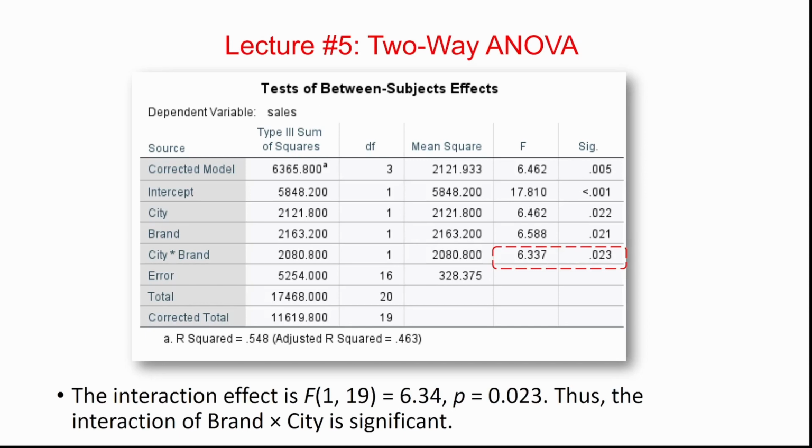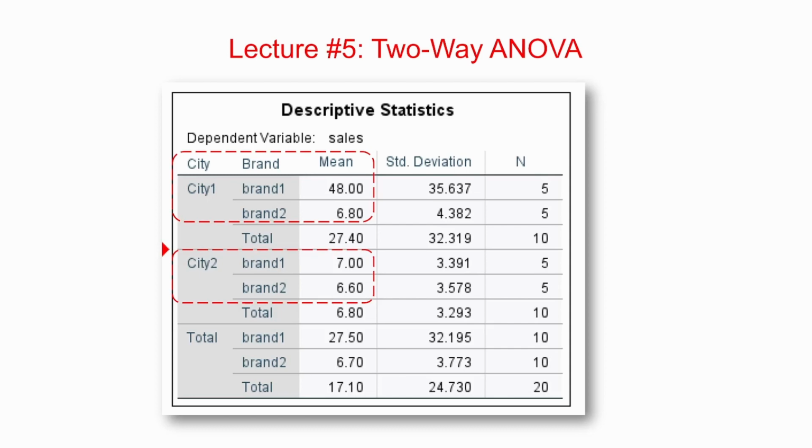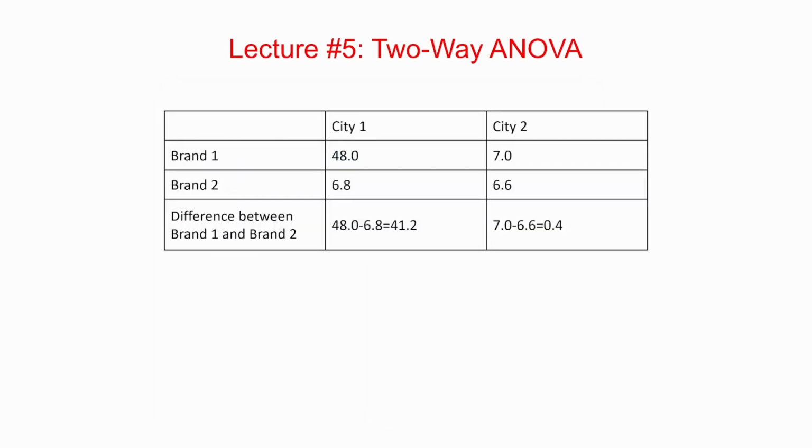The question becomes what it means by saying that it's significant. Then we need to go to the means. This table provides all the mean values, and we're going to focus on these 4 means. Remember it's 2 by 2, so we have 4 means. We're going to put these 4 means into a table, and then you have a better idea what these 4 means are telling you. So this is the table. It has the 4 means and also some simple calculations.